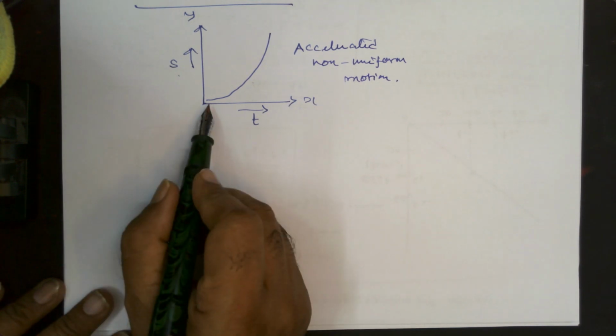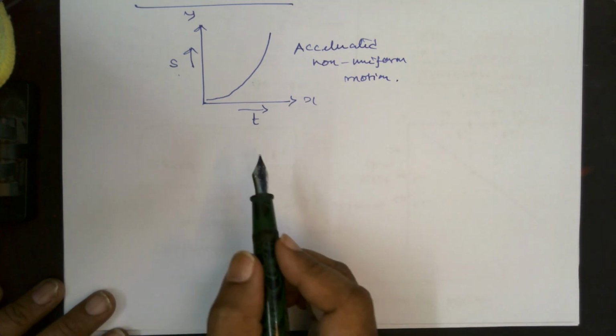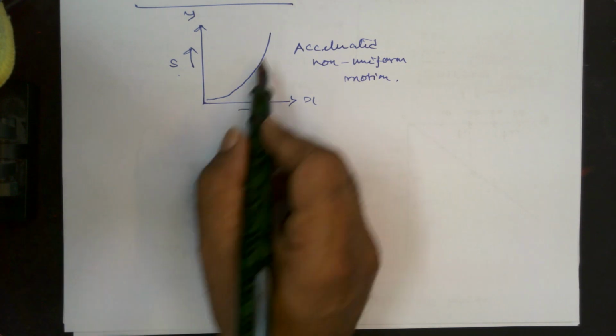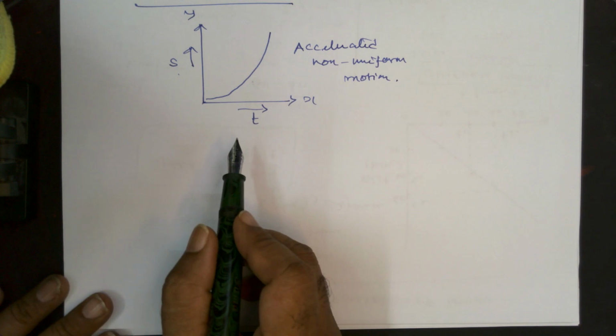So initially the car starts with a low speed and go to the second gear, third gear, fourth gear. Likewise, you are increasing the speed. So it won't be uniform, okay, because you are increasing the speed.